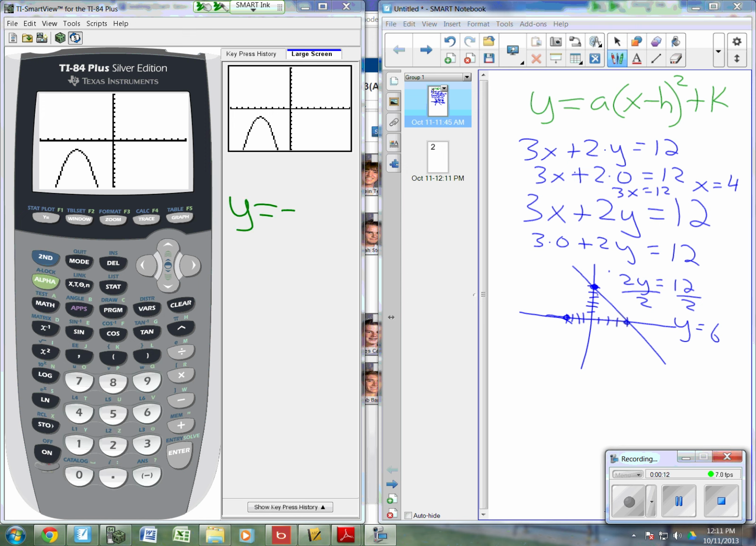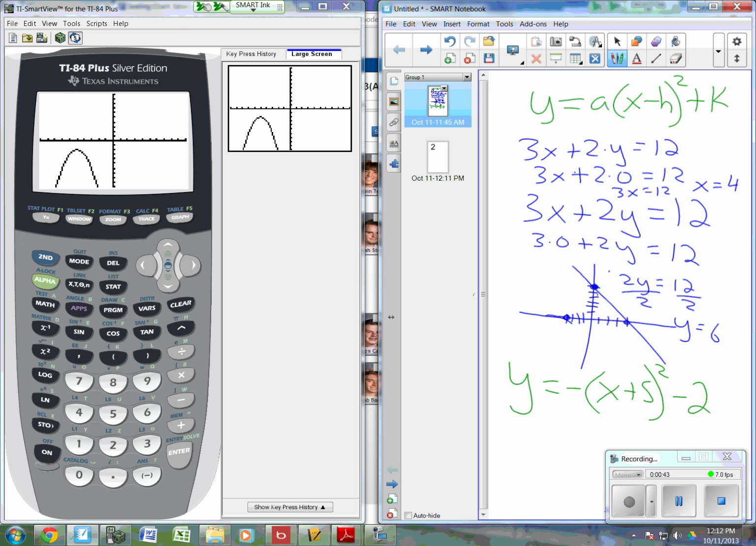Y equals negative in parentheses x plus 5 squared minus 2. Whoops, this isn't working right here. I got to write it somewhere else. Let's do it down here. Y equals negative parentheses x plus 5 squared minus 2. What do you guys think?